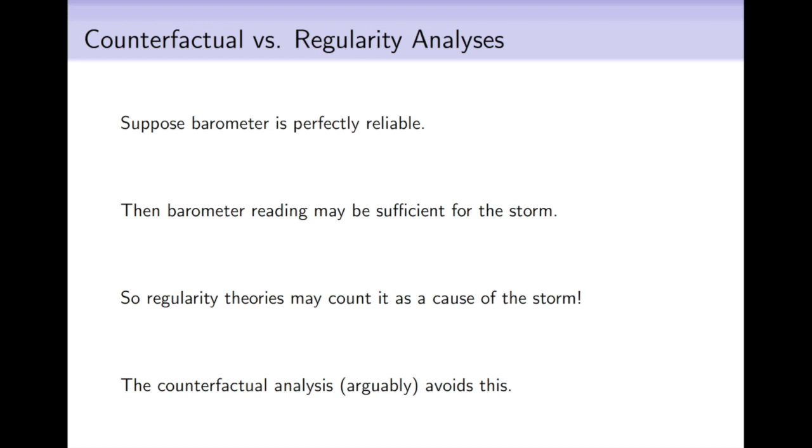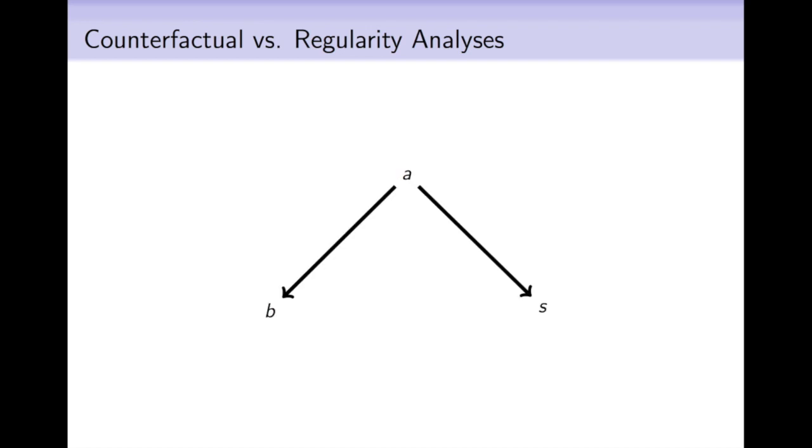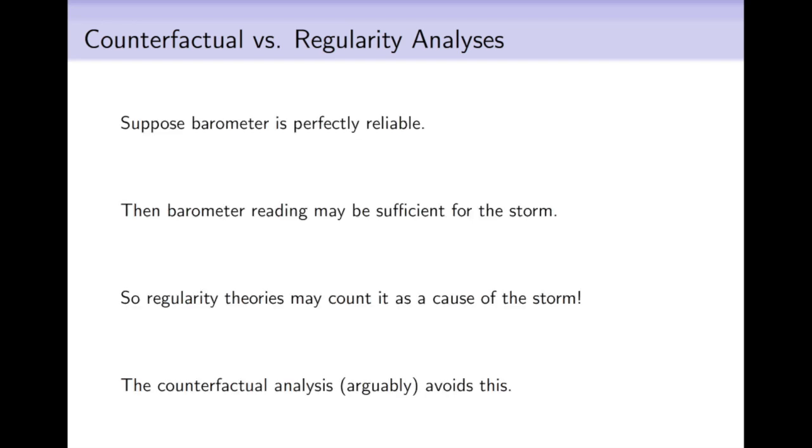Now, the problem for the regularity account is that the barometer reading's liable to be an INUS condition for the storm. And that's because if we take the event of the barometer saying there's going to be a storm, together with the fact, say, that the barometer is in perfect working order, then the worry is that jointly that's going to be a set of conditions that's sufficient for the storm, in the regularity sense, that whenever you have a perfectly working barometer that says there's going to be a storm, then there's a storm. So the barometer reading is a non-redundant element of that set. Just because you have a perfectly working barometer doesn't mean there's going to be a storm. It's also necessary that that perfectly working barometer says there's going to be a storm.